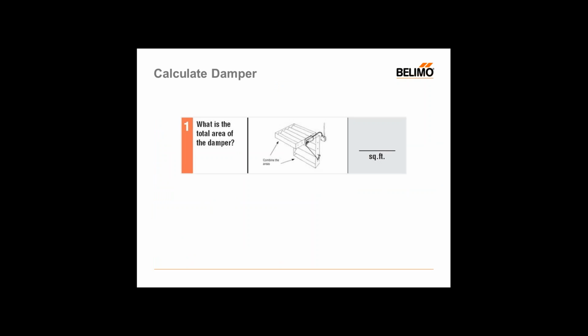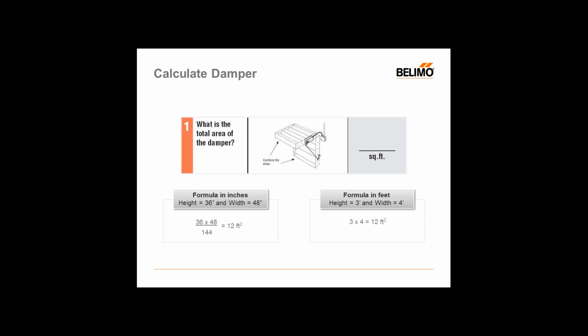First step, what's the total area? Well, in that first example we showed you, we had the height and the width. Either it's already known, or you just take out your trusty tape measure and measure the size of the damper or dampers. You determine that square footage either from inches, converting into feet, or straight from feet into square footage. In this case, a 3 by 4 foot damper equates to a 12 square feet area.